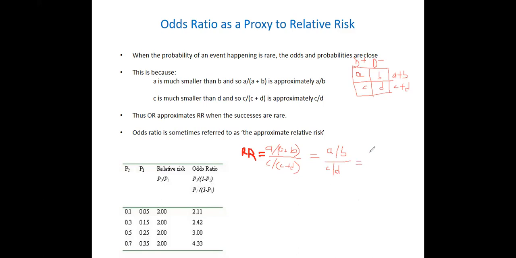And this one, A over B, divided by C over D, is the same thing as writing A over B times D over C, which is AD over BC. Is that not the formula of odds ratio? Yes, AD over BC. So the formula of relative risk, when the disease is rare, changes to the formula of odds ratio. So whenever the disease is rare, the odds ratio approximates relative risk. So it even makes sense. Imagine when the disease is there now.